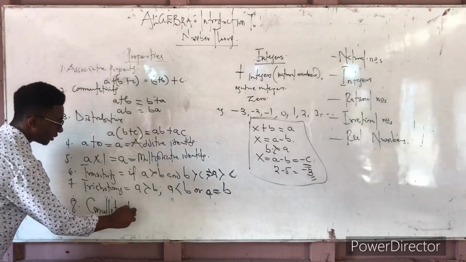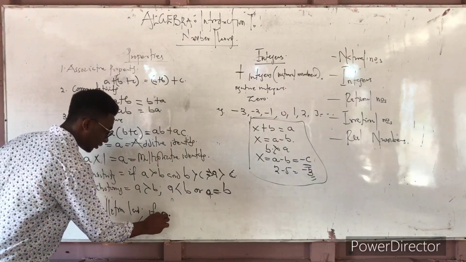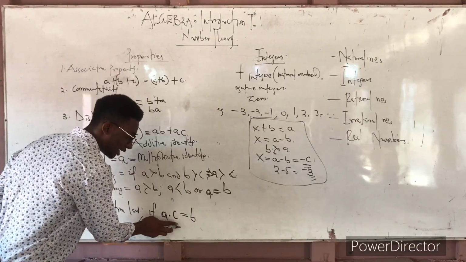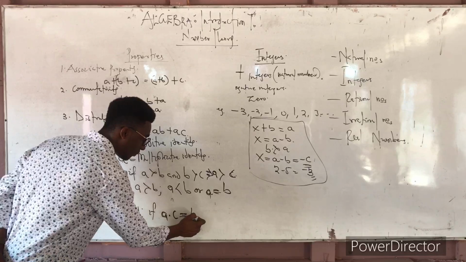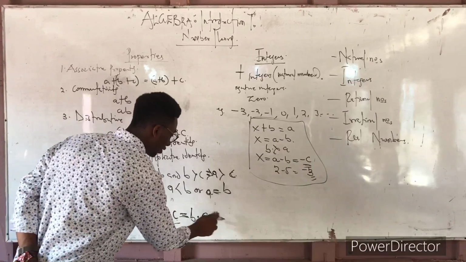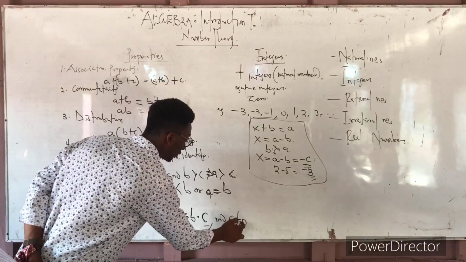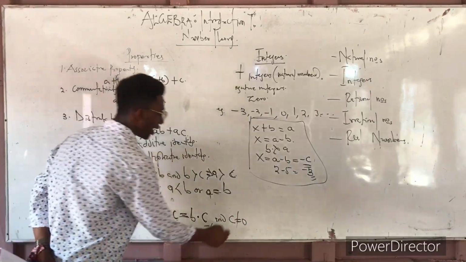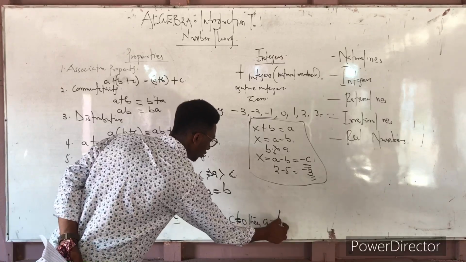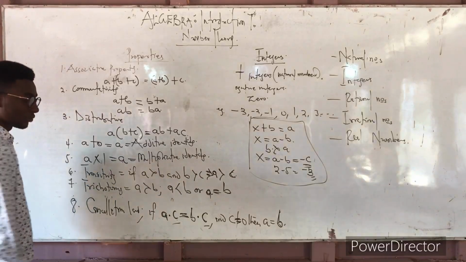So the cancellation law property says that if you have an integer multiplied by another integer, so maybe you have A multiplying C, and it's equal to B multiplying C, so the same integer here, and C is not equal to 0, because if C is equal to 0, both will go to 0. And C is not equal to 0, then you can say A is equal to B. And this is what we call the cancellation law property.